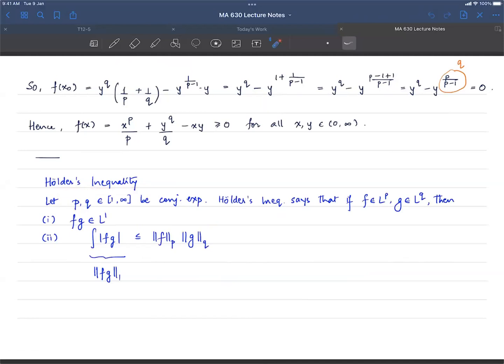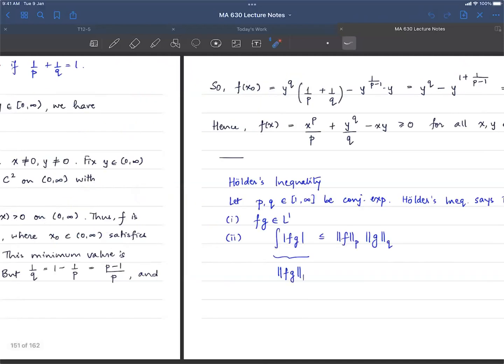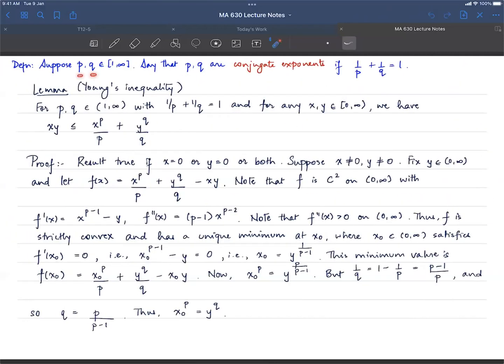So Holder's inequality, well, okay, then we also introduced this notation. Suppose P and Q belong to the closed interval 1 infinity. We'll say that P and Q are conjugate exponents if 1 over P plus 1 over Q is 1. So you should remember what conjugate exponents means, because it makes it easier for me to say things. If I just say P, Q are conjugate exponents, I don't have to keep telling you, oh, 1 over P plus 1 over Q is 1.